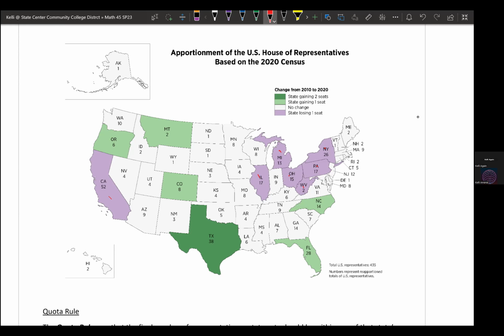So let's see, the dark green is 2 seats. So that's 2, 3, 4, 5, 6, 7. There you go. It matches up. If 7 states lost a seat, then 7 seats had to be apportioned. Texas apparently was growing very quickly. They had 2 extra seats.